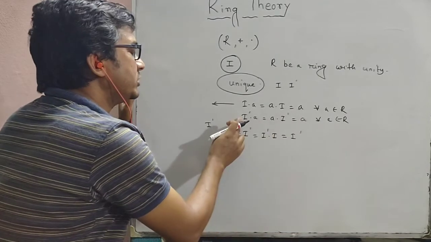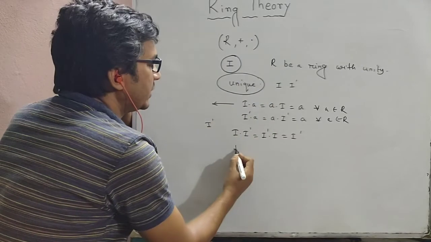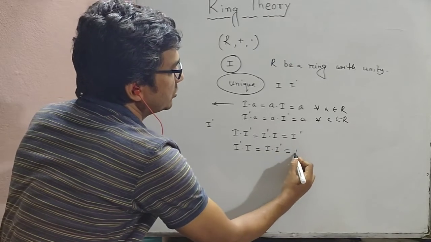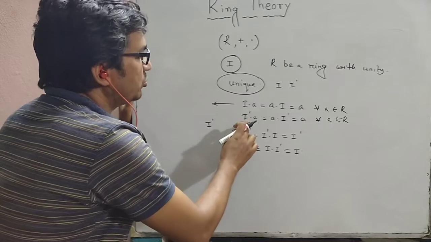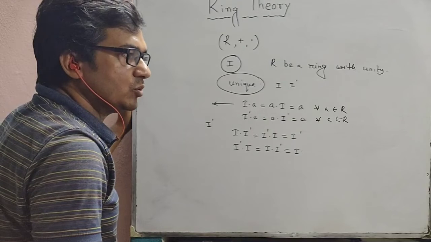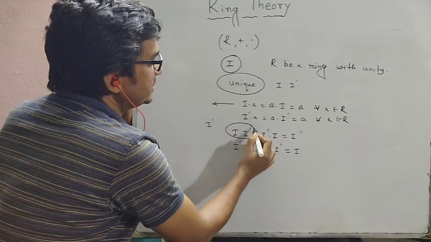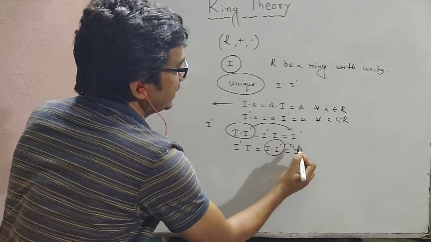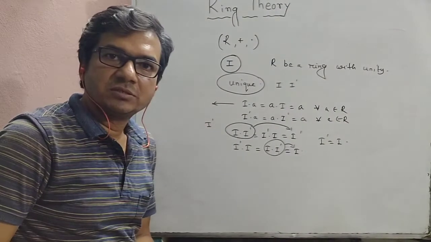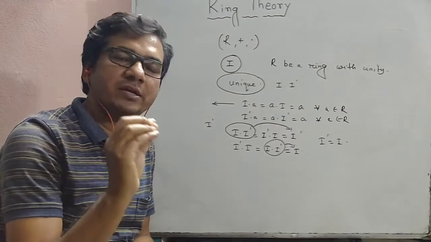And if we put I in place of A in the second relation, then also we get I dash into I equal to I into I dash equal to I. So from these two relations we say that I into I dash is I dash in one and I in the other, so we must say I dash equal to I. So the unity is unique if unity exists in a ring, that is, in a ring with unity.